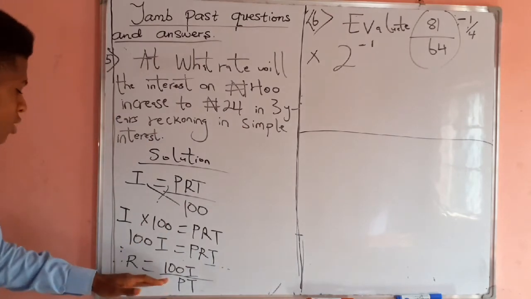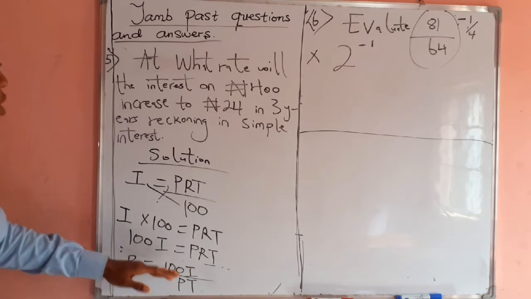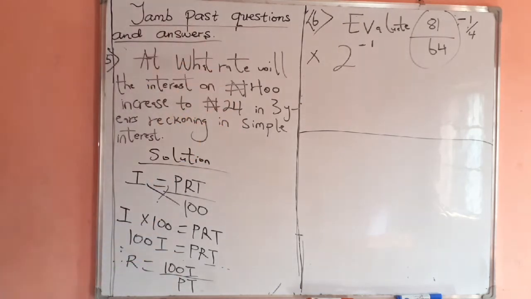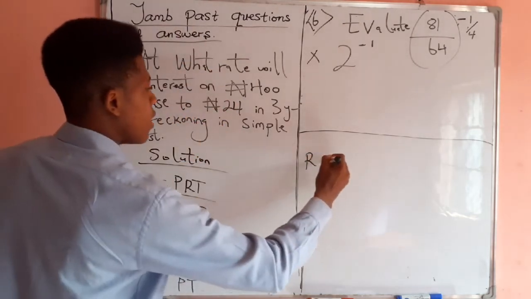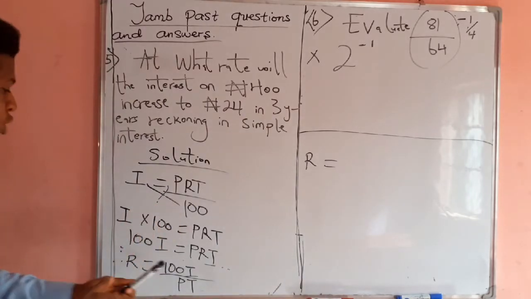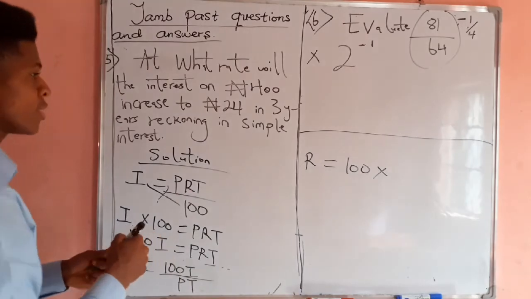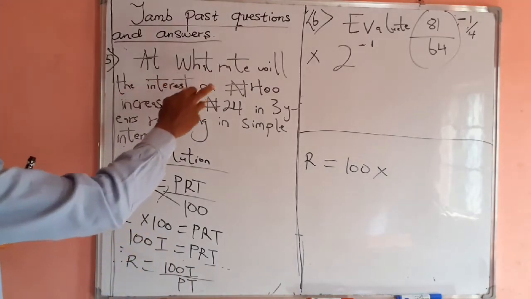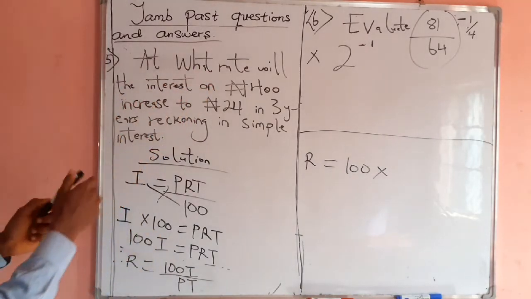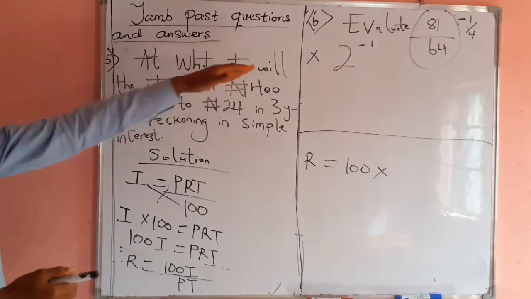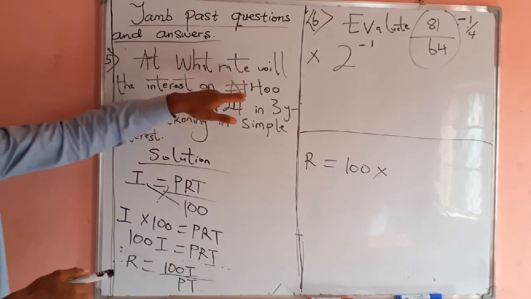Succeeded in making R the subject of the formula. Okay, now let's look at the information given to us in the question. R is equal to 100 times I, right? What is I in the question? I is our interest. The question says, at which rate will the interest on 400 naira?